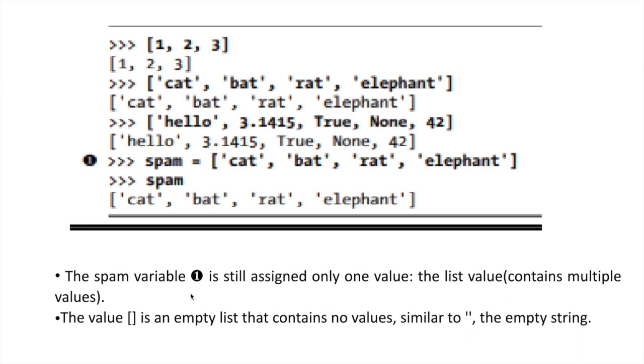Suppose you don't include any items in the list, for example, you can see the cursor, only the brackets of the list, with no items in the list, signifies an empty list. So only brackets signify an empty list, that means there are no values. It is similar to the empty string. So if you include only brackets, no items in the list, it is an empty list.